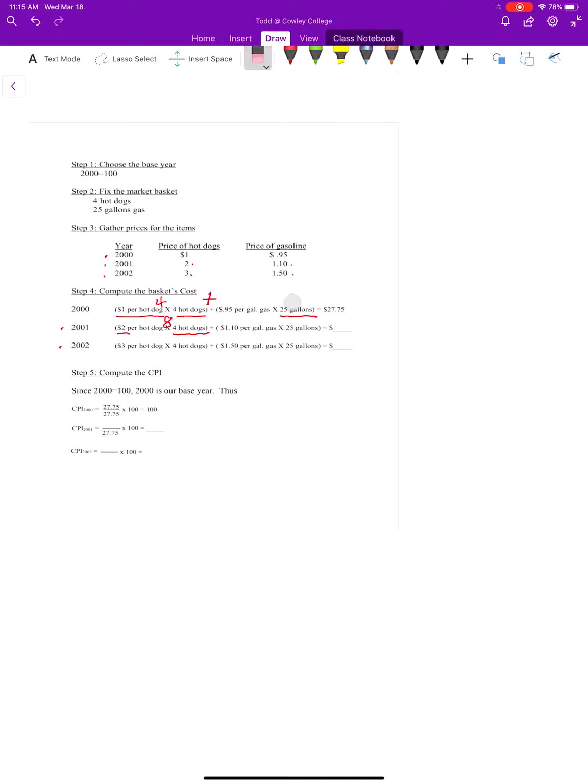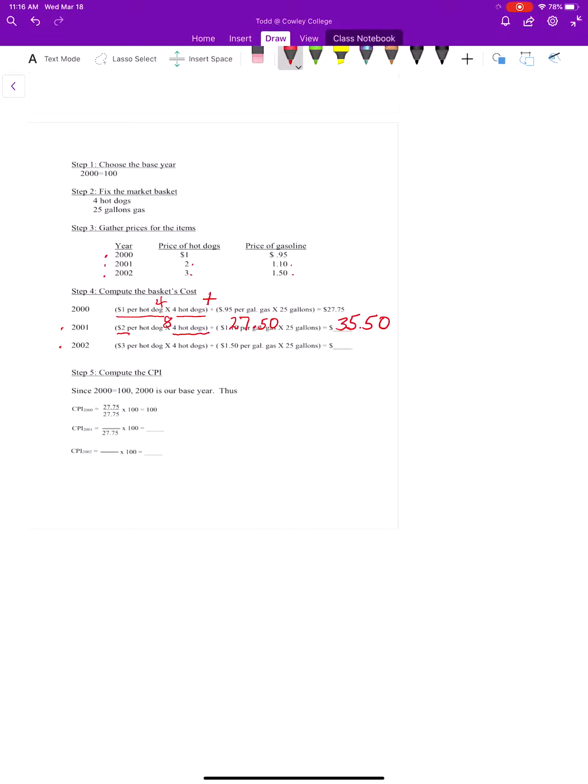$1.10 per gallon of gasoline, multiplied by 25 gallons. So that gave us $27.50 worth of gasoline. So if you do 27.5 plus 8, the cost of the market basket in 2001 is going to be $35.50. All right, everybody good so far?